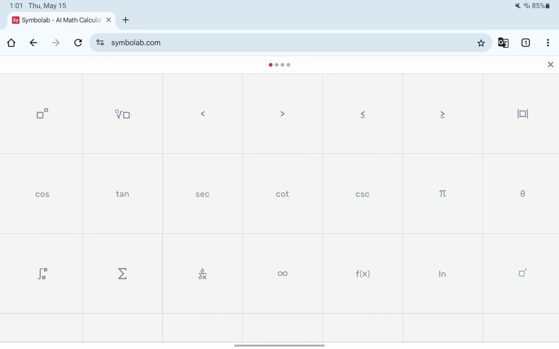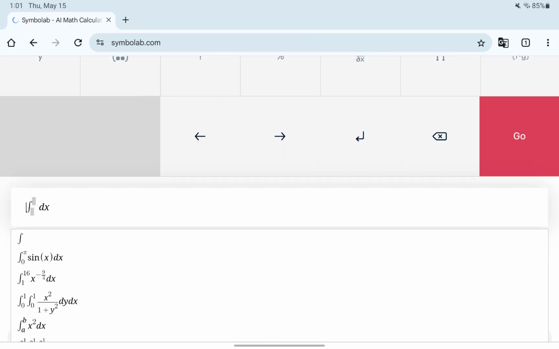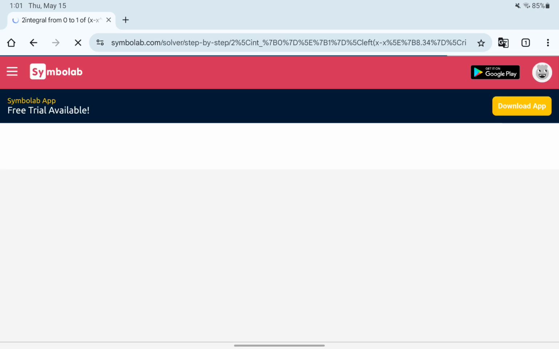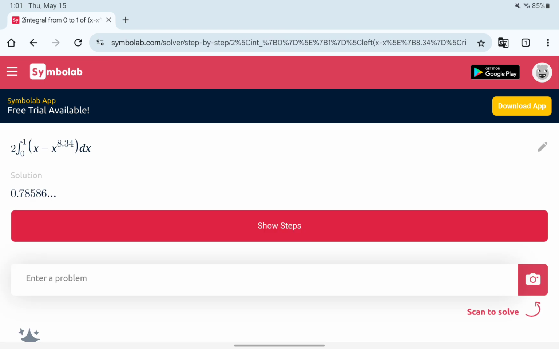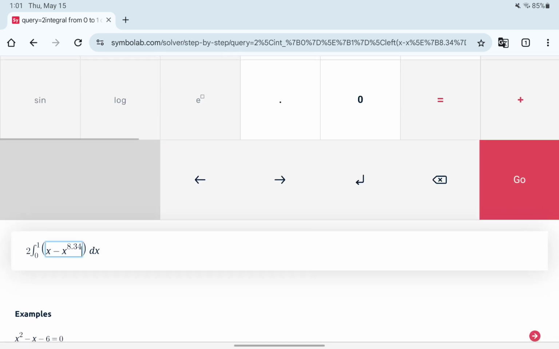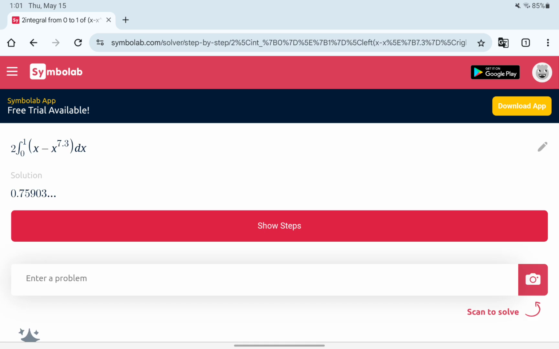To do that, we'll again select that definite integral tile, and I again should have put that 2 out in front first. We'll always integrate from 0 to 1, and we'll always start with x, that curve of absolute equality, and then we'll subtract whatever Lorenz curve we're given in that problem. In part A, it's going to be x to the 8.34 power to give us 0.7859 approximately. And then we'll update that for part B to be x to the 7.3 power, and we get 0.759.